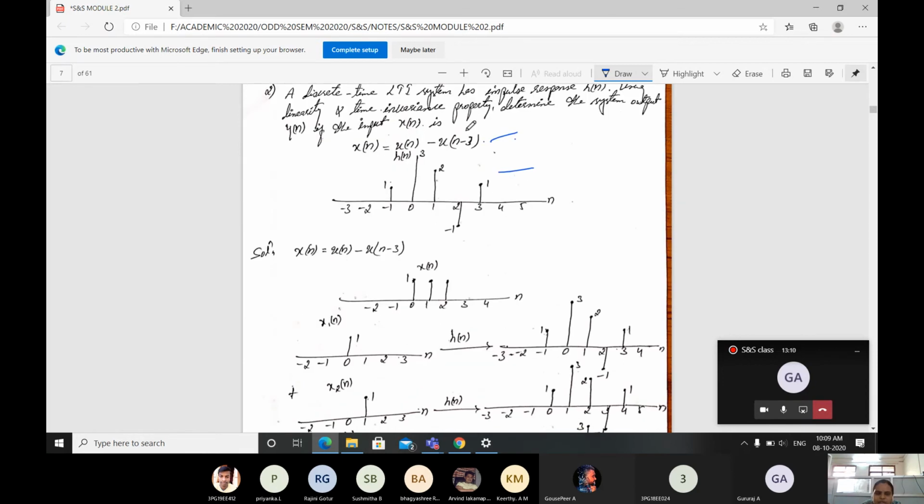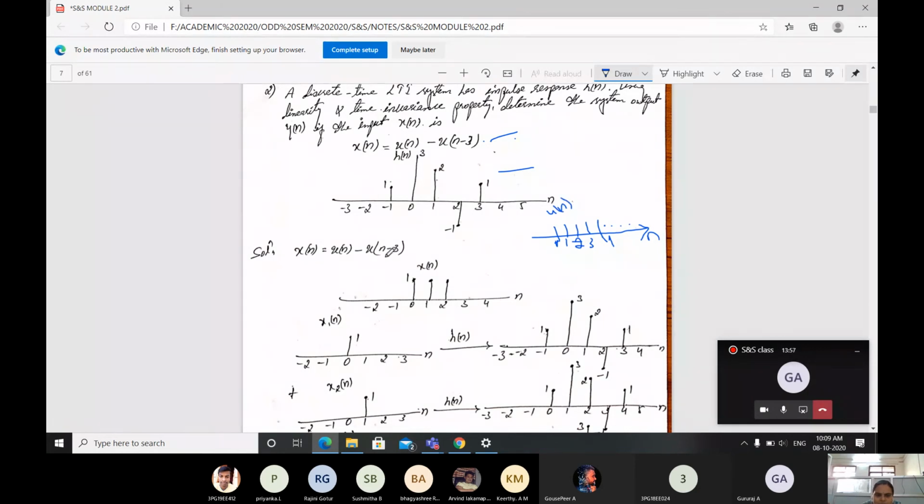Next, first we will draw the graph for the x of n signal. What is x of n? It is given as u of n minus u of n minus 3. What is our u of n signal? U of n is from 0 to infinity; all values are 1 till infinity with respect to time. This is our u of n function, right?